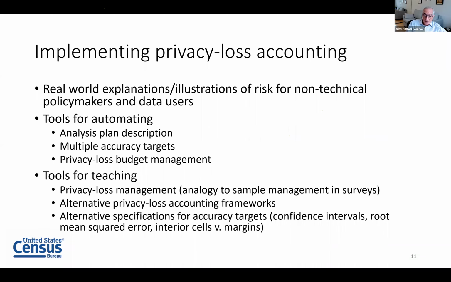These all matter, especially that last one, interior cells versus margins, which we might have some questions about later.